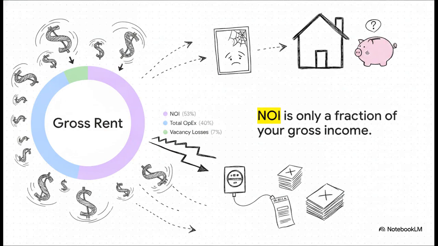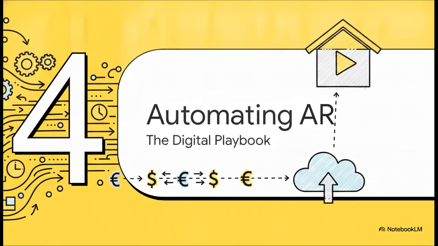When we break down where that gross rental income actually goes, it's pretty revealing. Only 53% is your net operating income. That's the slice actually hitting your pocket or paying your mortgage. 40% is completely consumed by total operating costs, and there was that 7% slice just totally lost to vacancy. Seeing the proportions laid out like this really drives home how vital it is to protect every remaining percentage point of your collected rent.